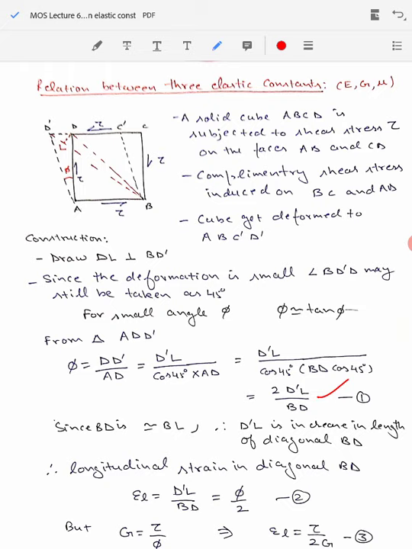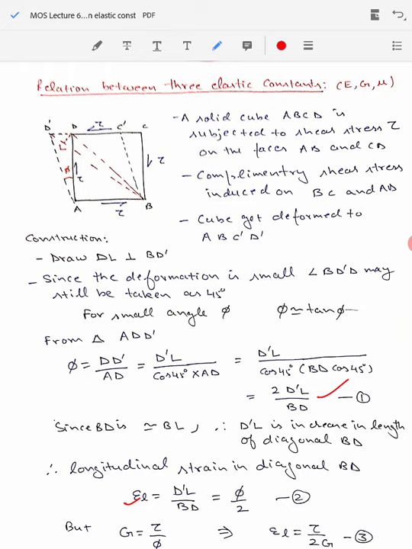Now this BD is approximately equal to BL. We have just drawn a perpendicular from point D to L, and we can approximate that BD is equal to BL. So in that case, this D'L can be considered as the change in the length of the diagonal BD, or the extension of the diagonal BD. So that's why it is a kind of longitudinal strain in the diagonal of the cube. The longitudinal strain in the diagonal BD can be written as D'L divided by BD, the change in the diagonal divided by the original diagonal length. So that is the longitudinal strain produced in the diagonal BD.